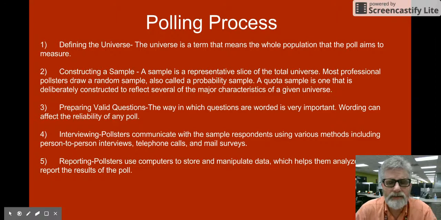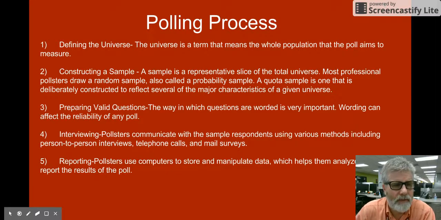A quota sample is one that is deliberately constructed to reflect several of the major characteristics of a given universe. So this could be where you have how many Democrats, how many Republicans, how many independents. So you'd want to make sure when you have a sample that you have the correct representation of the actual universe.